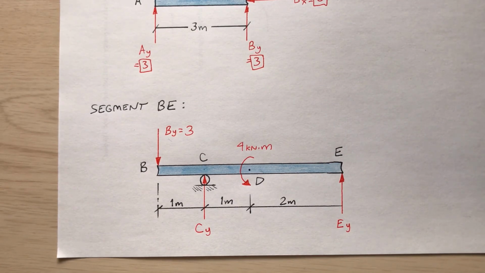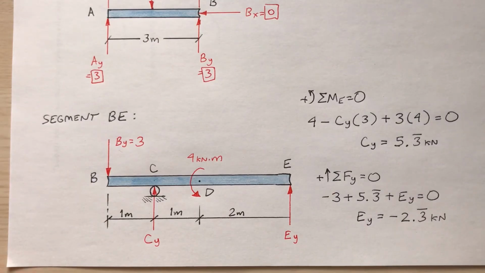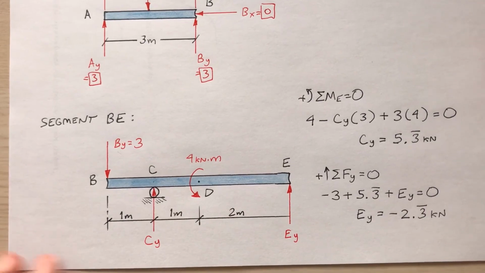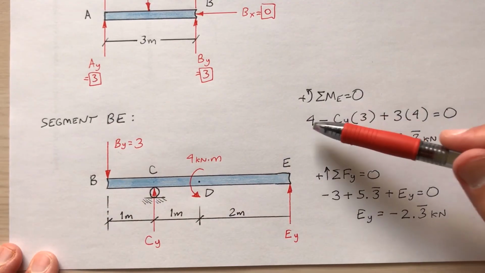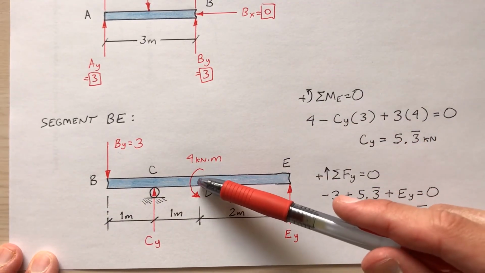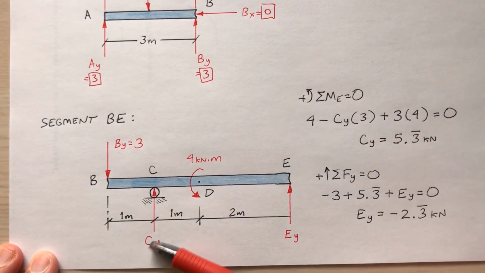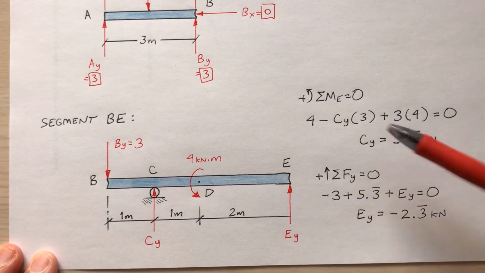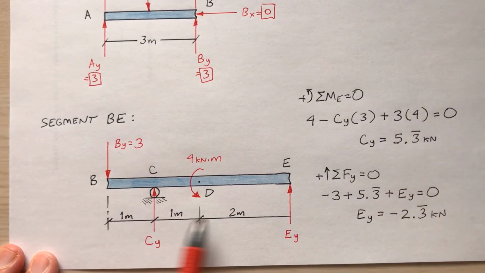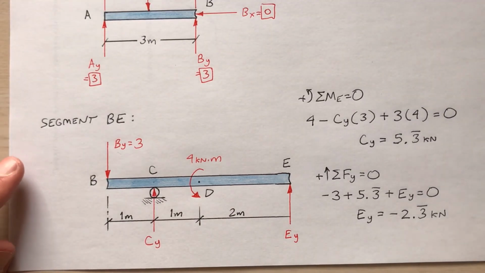So I'll find the sum of the moments about point E, E as in echo. So look here at what I did for the sum of the moments about point E. 4, that's this 4, that point moment at point D, 4 minus C sub y times 3. C sub y is right here. The moment arm is 3, plus 3 times 4. That's the B sub y you see at the end. The moment arm is the entire length of the segment. I find that C sub y is 5 1/3 kilonewtons going up.